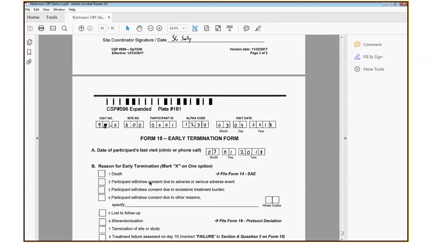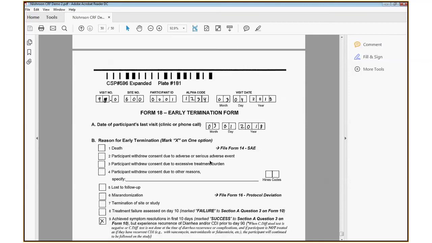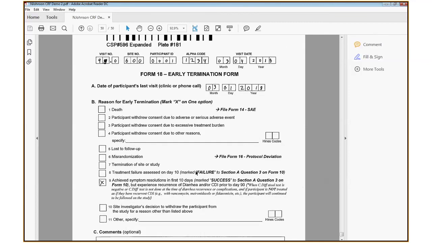Form 18, early termination. Again, this is for unscheduled visit for recurrence. Date of participant's last visit, clinic or phone call. So this would be the day 10 one as listed above. The reason for early termination: they achieved symptom resolution in the first 10 days, mark success, but experienced recurrence of diarrhea, CDI prior to day 90.